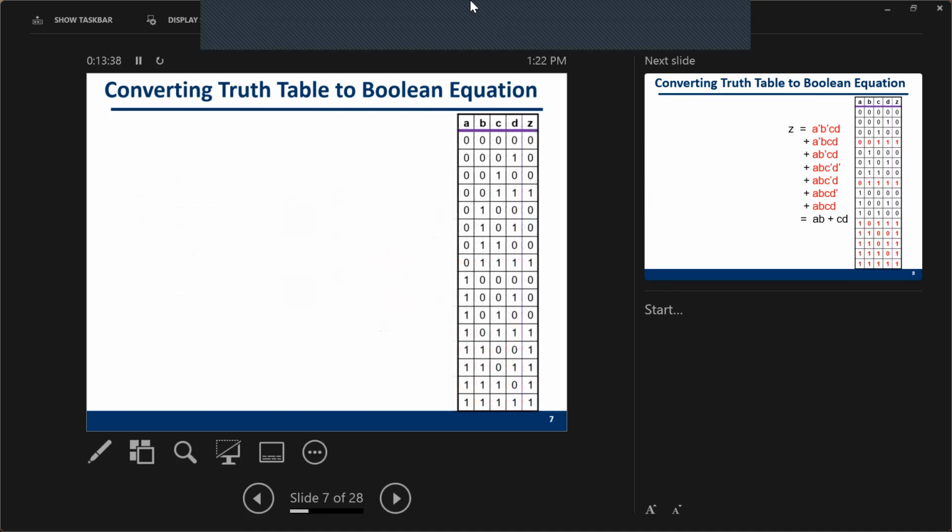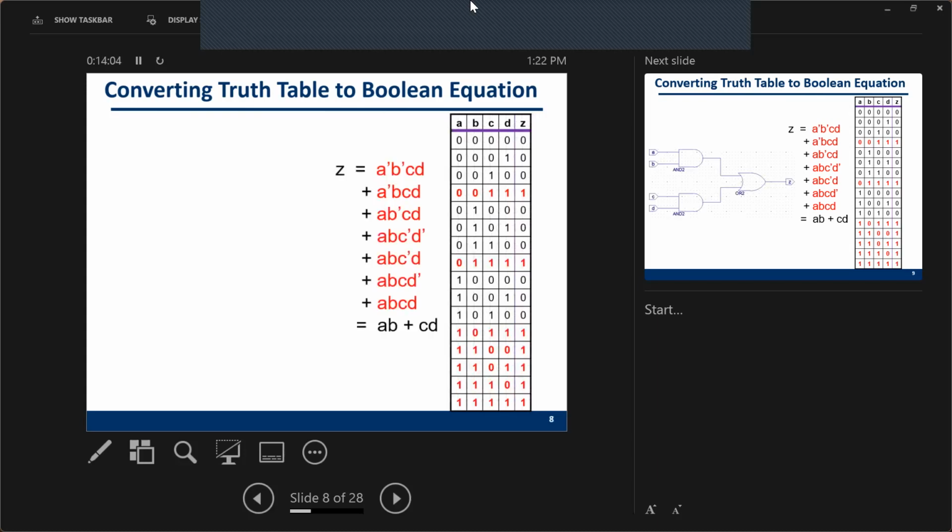So we can see that the truth table is equivalent to the Boolean expression. So how do we convert the truth table to the Boolean equation? When I provide you a truth table like this, how can you know what's the corresponding Boolean function? Then you can use the canonical form like this one. The canonical form is the sum of the products.